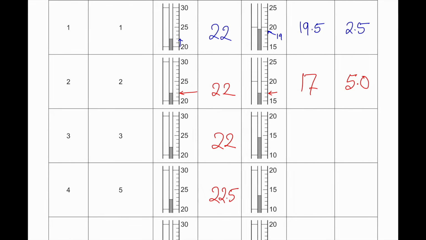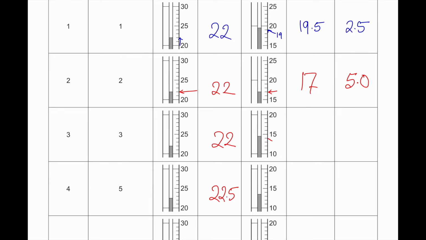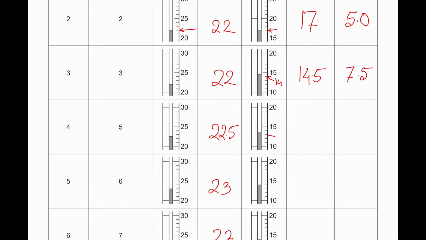Then we can see this temperature is between 15 and 14, so the temperature is going to be 14.5. So 22 minus 14.5 is 7.5. We can see over here that it's 14 and then this is 13, and that will be 13.5.